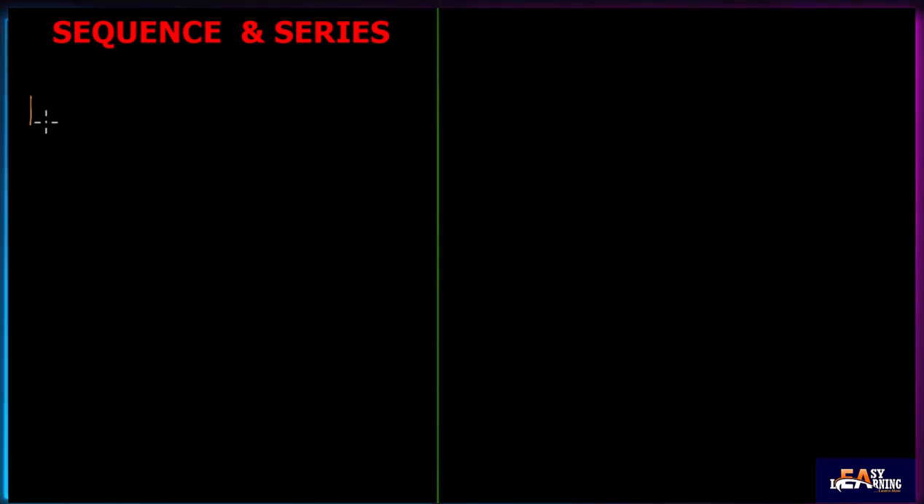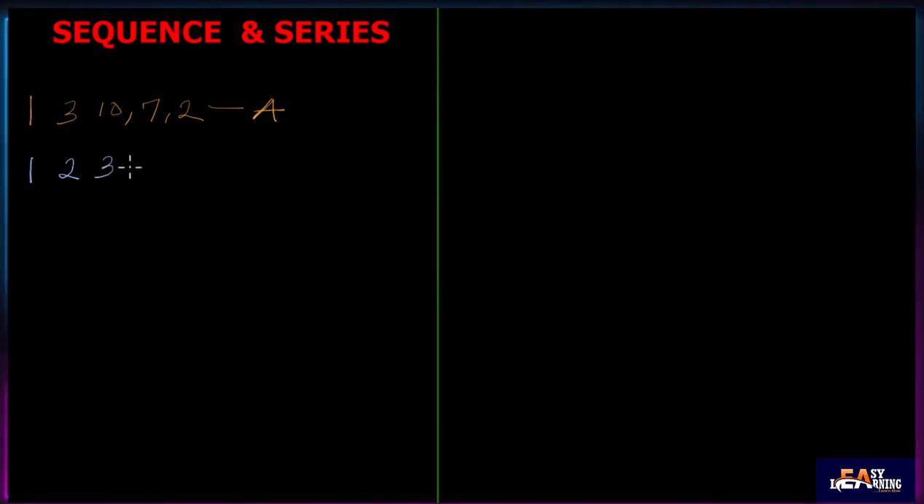So you have this as 1, we have 3, we have 10, we have 7, we have 2. That's a set of numbers. Let's call this set of numbers A. And now let us have a set of numbers for B, and we could have 1, we have 2, we have 3, we have 4, we have 5, and we call this set of numbers B.